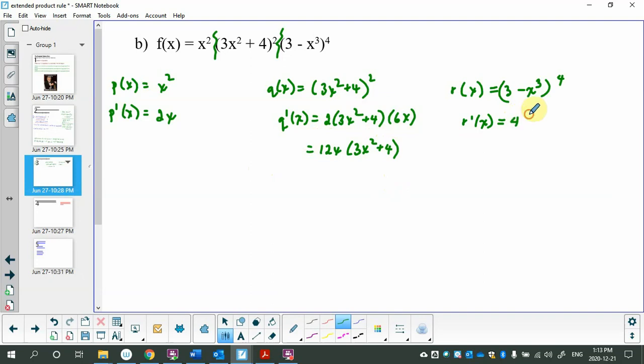Another power of a function. Drop the 4, keep writing, make it a 3, go inside, that's 0, minus 3x squared, monomial, so negative 12x squared times 3 minus x cubed cubed.